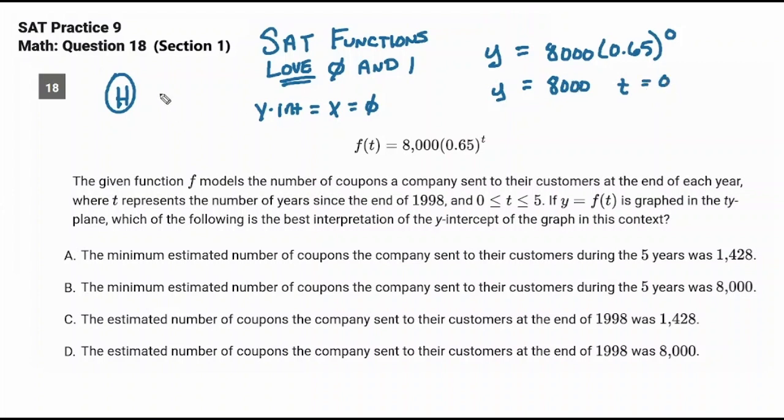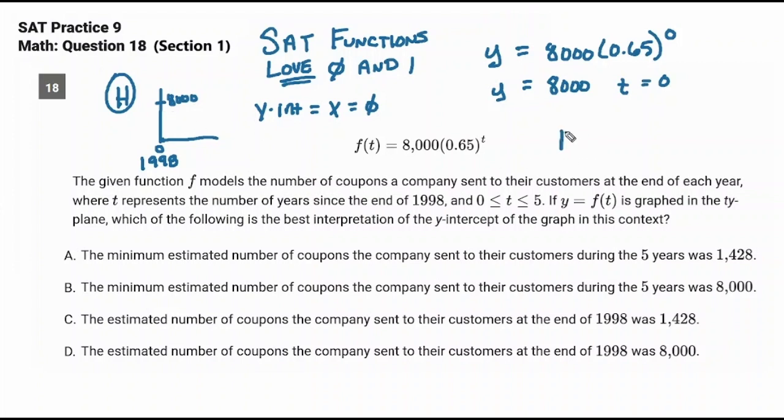So we got a little chart here, right? A chart is just like 1/4 of the xy plane. Y is 8,000 and x, but it's t, is 0. All right, what is 0 in this little chart? It's 1998. So what's happening in 1998? 8,000. 8,000 what? 8,000 coupons.